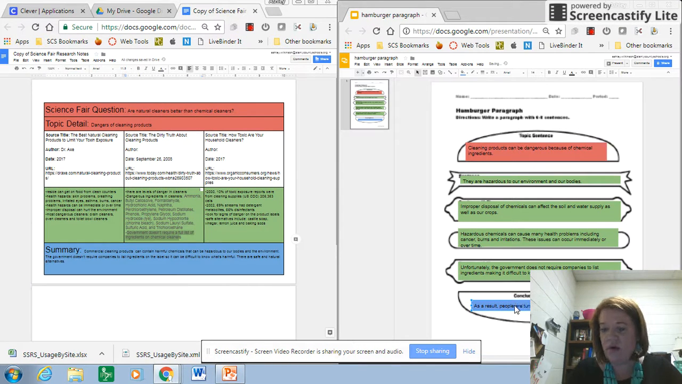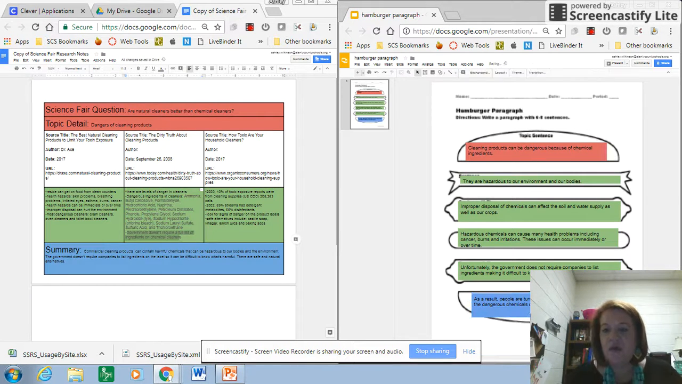people are turning to natural alternatives to avoid the dangerous chemicals of cleaning products. I spelled that wrong. Sorry about that, guys. All right. I'll make my blue box a little bit bigger so you can see it all a little bit better.